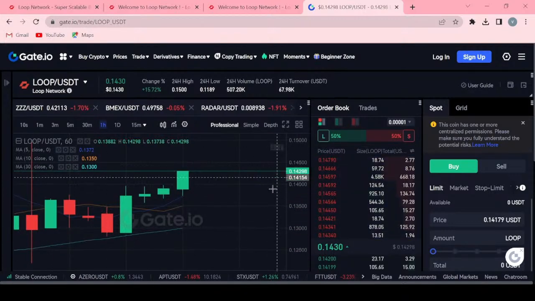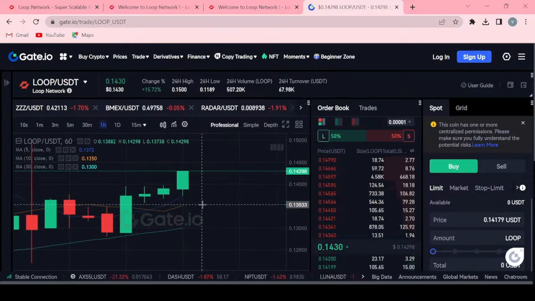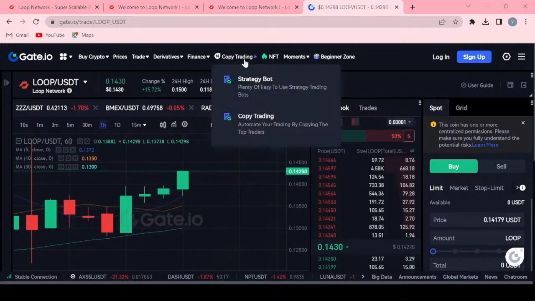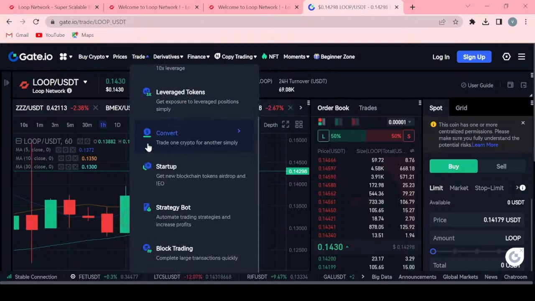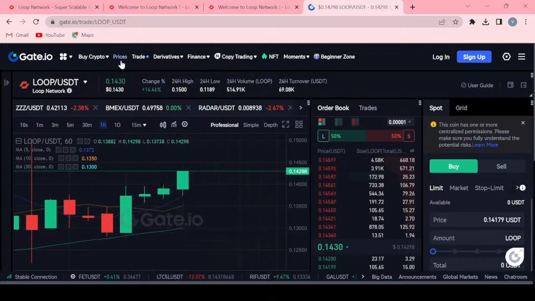Okay, so here you can see the Loop Network token, which is listed on Gate.io. There is a trade option to start trading with spot trading and margin, so everything is involved here. Also, those who don't yet have knowledge about trading can easily use a strategy bot to start trading, which will automatically trade for you and increase the profits you earn.